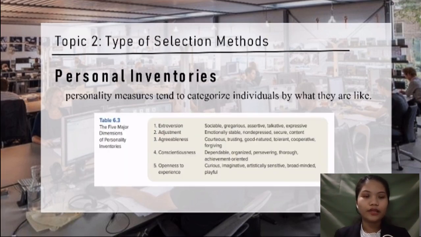Next is personality inventories. Personality measures tend to categorize individuals by what they are like. Personality inventory also is a self-assessment tool that career counselors and other career development professionals use to help people learn about their personality types. It reveals information about individual social traits, motivation, strengths, weaknesses, and attitude.